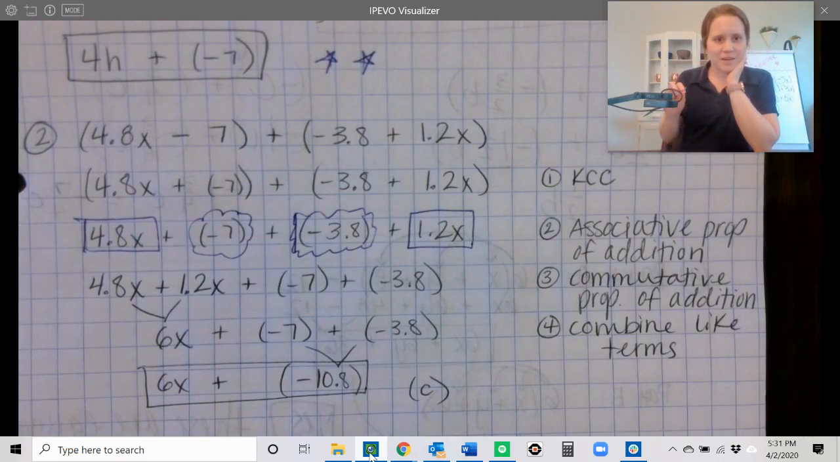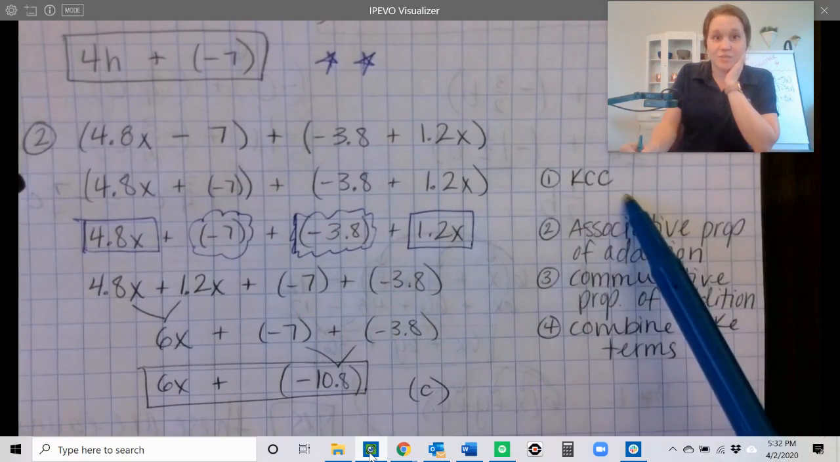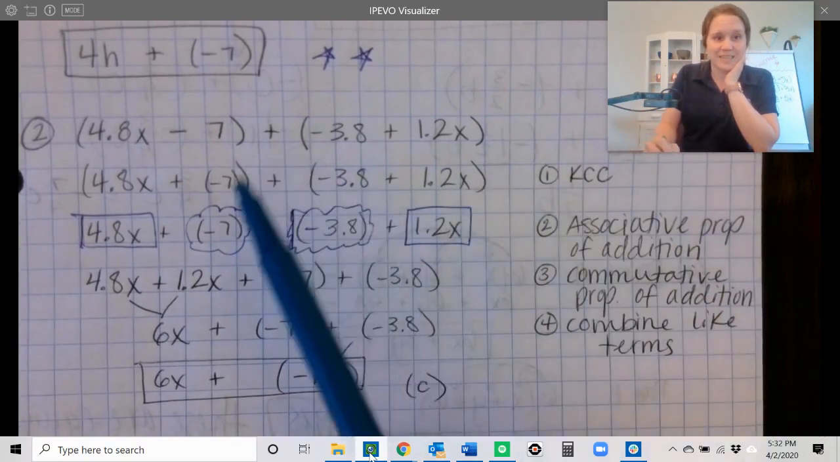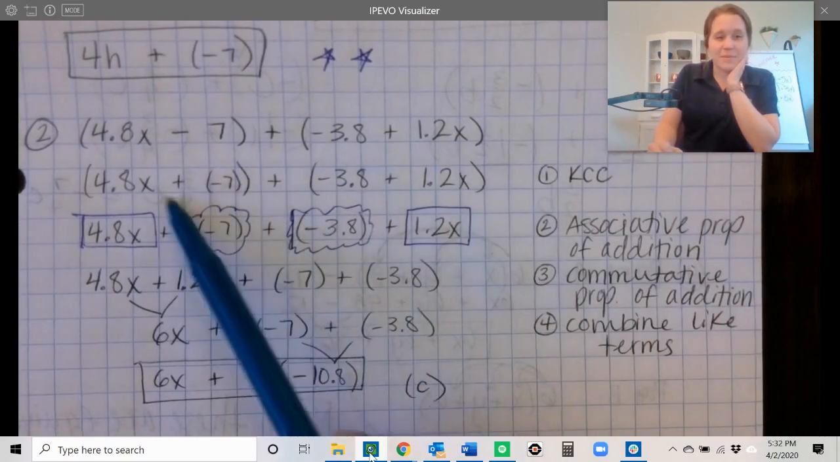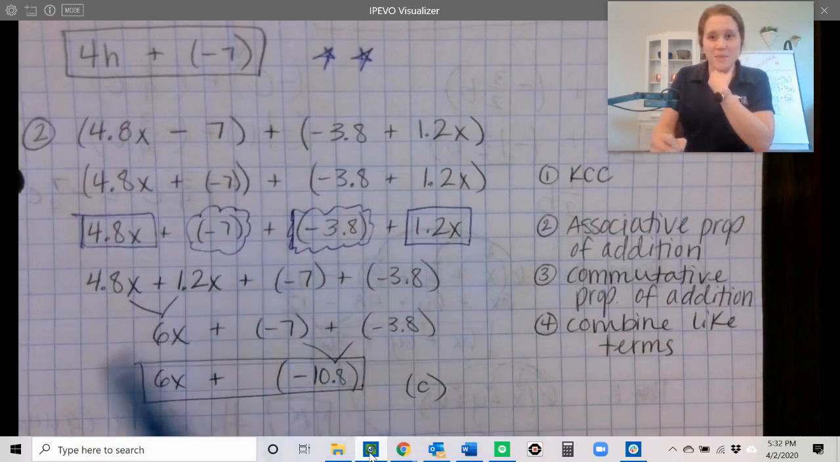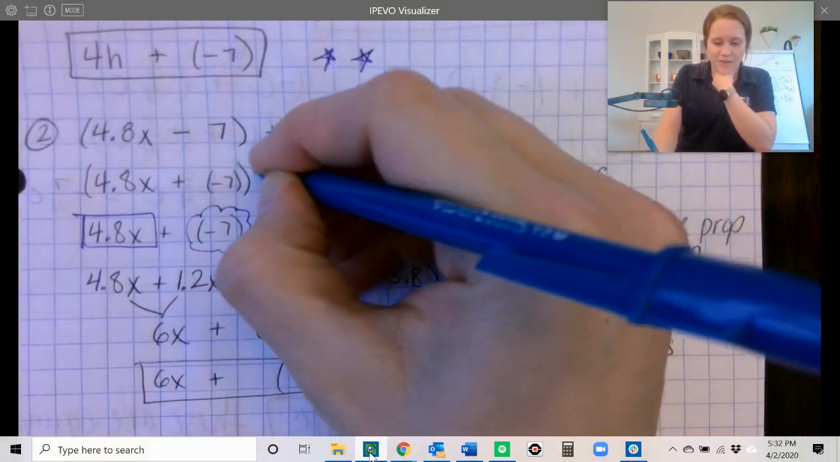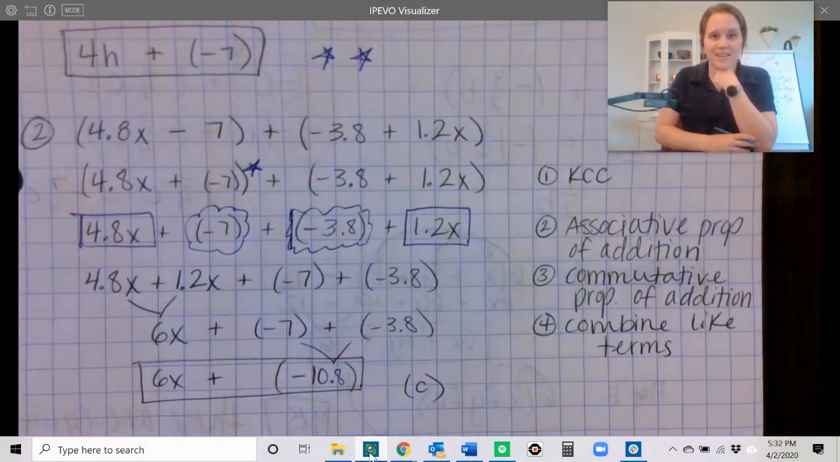I want you to zoom in on your work and go ahead and find the step where you did keep, change, change, or you changed the subtraction to adding the opposite. It should have come maybe before you used the associative property or maybe after, before combining like terms. I did it first. Go ahead and put a star next to that part of your work.